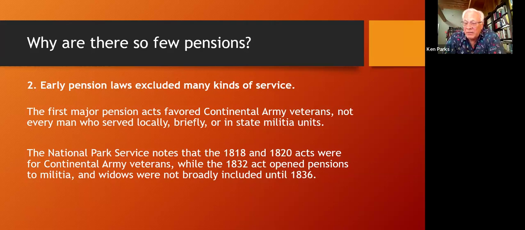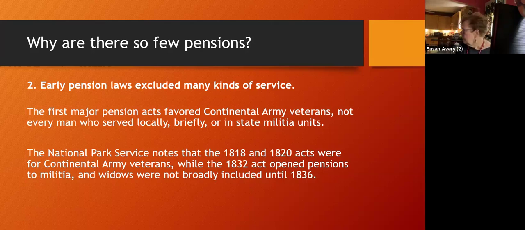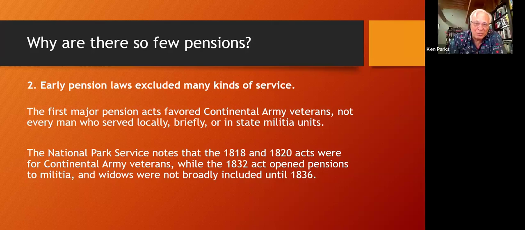So again, even if a soldier would have qualified, but he had died, but his widow was still alive, she was not generally eligible to apply for a pension until around 1836, and many of those widows may have passed away prior to the passing of that act. So that already had an effect to winnow down the number of people who were physically around and able to apply for a pension.